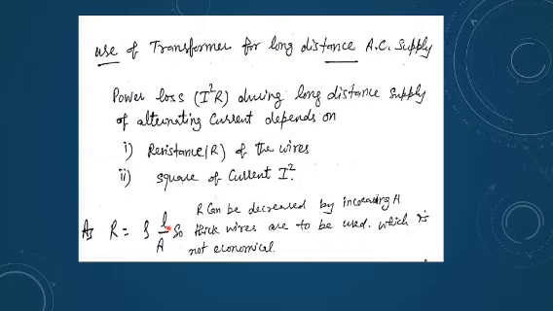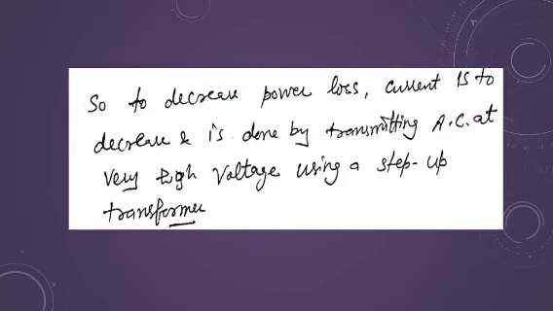So what can I change is the area of cross section. Area of cross section means in place of thin wires, I should be using thick wires, which is not very economical. So what we are doing is we are using a step up transformer, because we are increasing the voltage, so we are reducing the current. When we reduce the current, the power loss will get reduced.